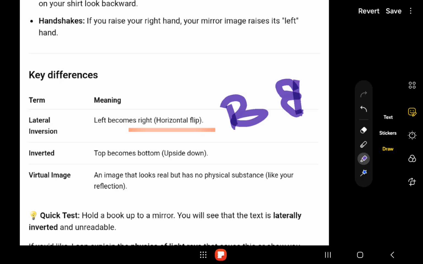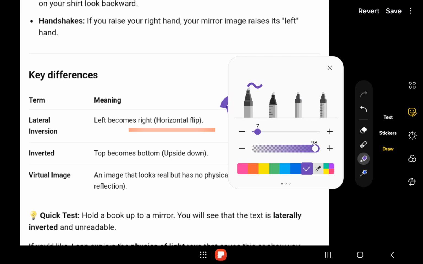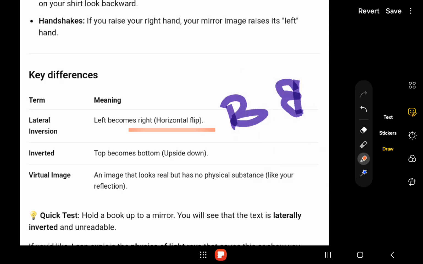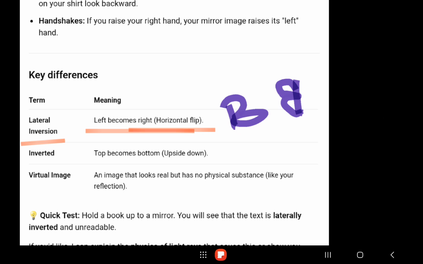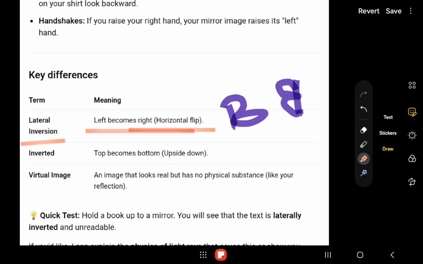Okay friends. In a clear mirror, it changes. It is in lateral inversion. Left becomes right. And in the question, this is 1 mark. One question. You will get one answer from this lateral inversion, from left to right, horizontal flip.